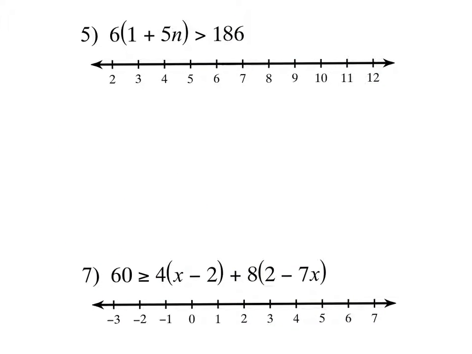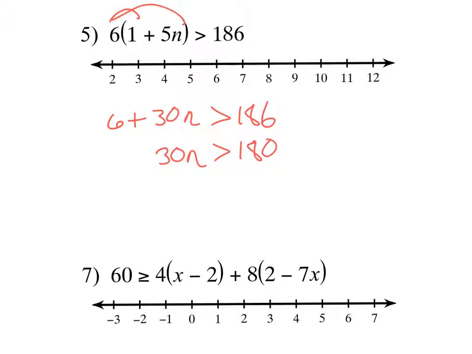Here if we distribute the 6, plus 30n greater than 186. If we take away 6 from both sides, 30n is greater than 180. So divide by 30, and n is greater than 6. So here's 6. It cannot equal 6, but it can be greater than.